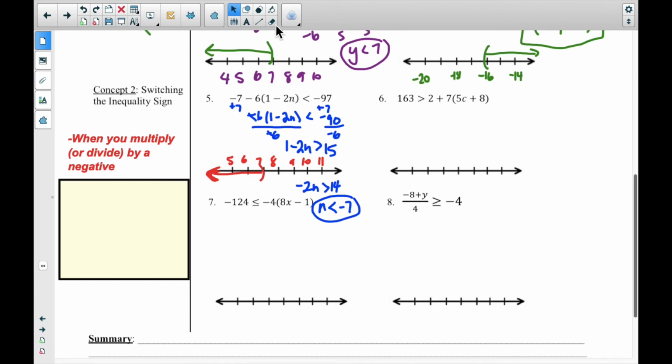Last thing is our interval notation. Interval notation is from negative infinity up to negative 7, parentheses on both. All right, number 6.